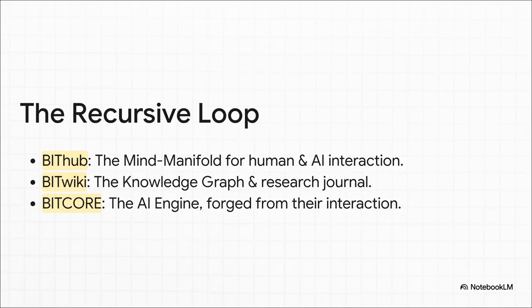First, you've got BitHub. This is the mind manifold, a collaborative space where human and AI workflows meet and interact. All the knowledge, all the insights from that collaboration, they flow into BitWiki, the knowledge graph. Think of it as the system's brain and journal, constantly documenting and processing everything. And then, here's the crucial part, all of that rich semantic knowledge is used to forge BITCORE, the AI engine itself. But it doesn't stop there. BITCORE then turns around and supercharges both the hub and the wiki, making them smarter. It's a perfect, self-sustaining loop where the entire system is constantly getting better, constantly refining itself.